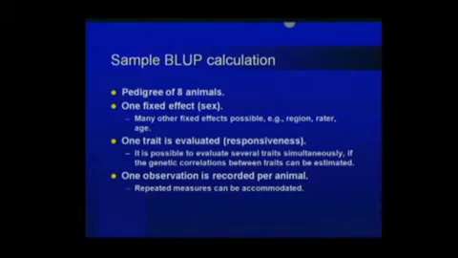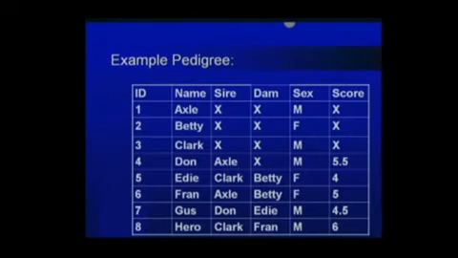So here's our sample. I've made up this fake pedigree of 8 animals. Because this is a simple example that I want to illustrate a couple of things with, I've only used one fixed effect, sex. We're going to have males and we're going to have females. We've only evaluated one trait, which we're going to call responsiveness. Higher is better in the case of this trait. And we've recorded one observation per animal. Okay, so very straightforward, simple.